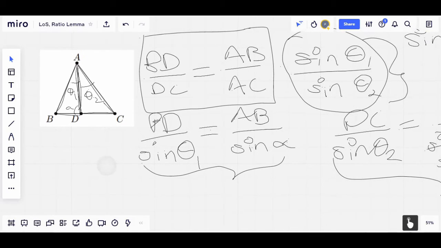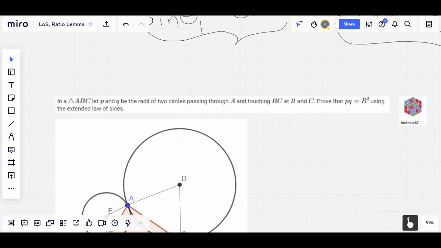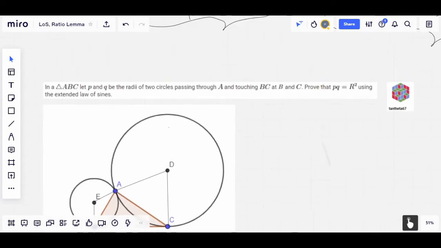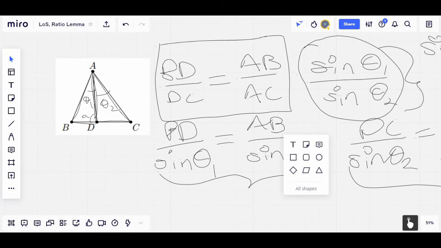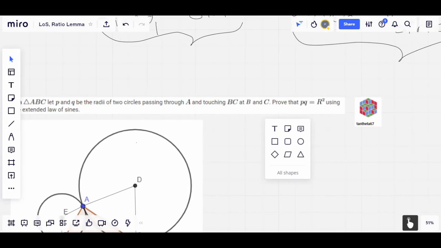But I think knowing the ratio lemma is also important because many times the angle bisector itself doesn't show up, and other kinds of, well, we call it AD from before, a cevian, and other types of cevians show up, and it's nice knowing angles in relation with sides.